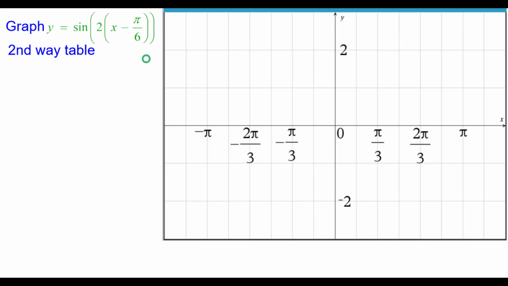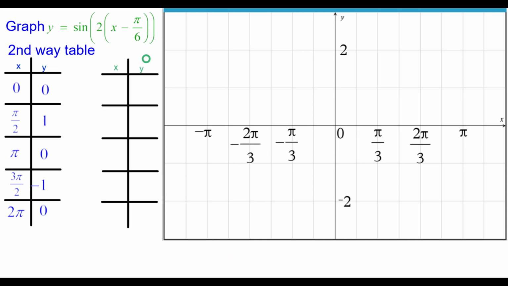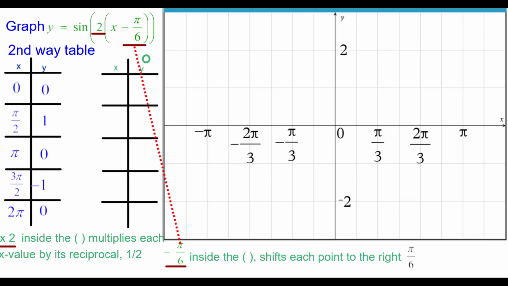Second way is with a table. So these are our axes values, so go ahead and complete the table, and these are the values you should get. Create a second table in green, and remember times 2 inside the parentheses multiplies each x value by its reciprocal 1/2. And this minus pi over 6 is going to shift each point to the right, so we're going to add pi over 6 to each x value.